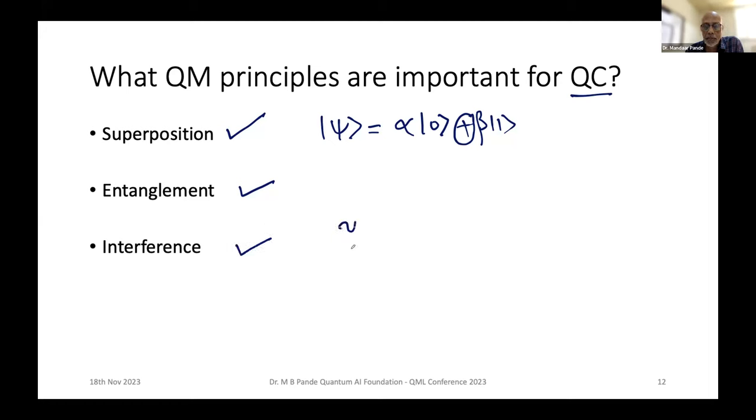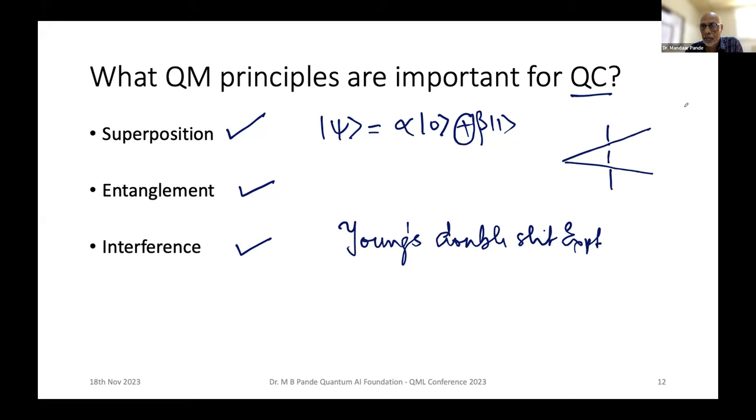Many of you may have heard about something called Young's double slit experiment. If you haven't, then I would strongly recommend you to look it up on LinkedIn, on the internet. So Young's double slit experiment was an experiment which said that light behaves like a wave, but it also behaves like a particle. So when you send light through these two slits, then you get something called an interference pattern, which looks something like this, and that is because of something called interference. So these are the three principles which are very important to remember. And we will be giving some mathematical interpretations to each of these.